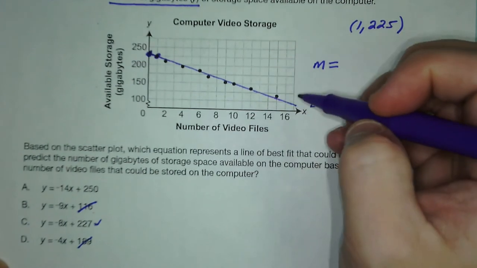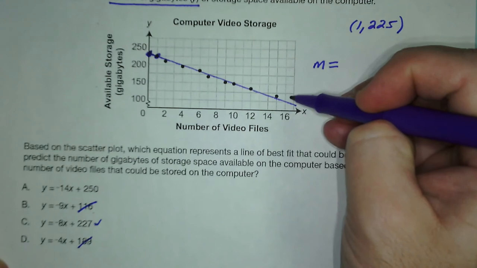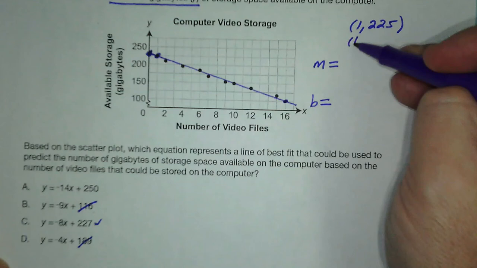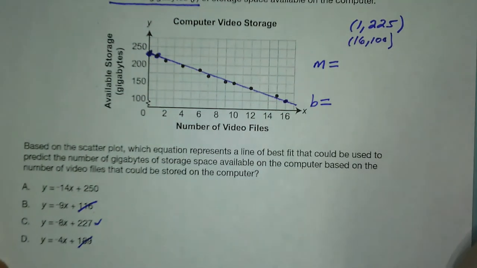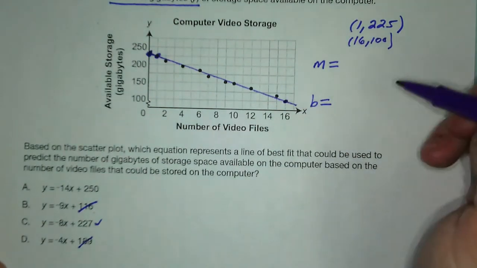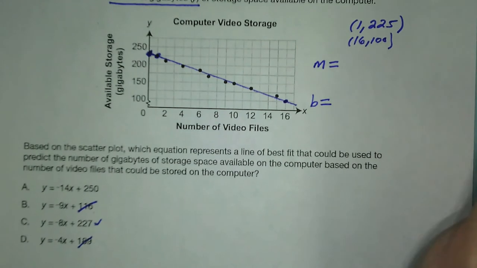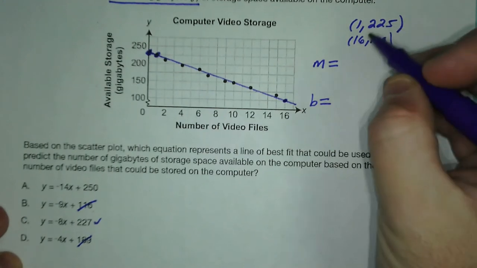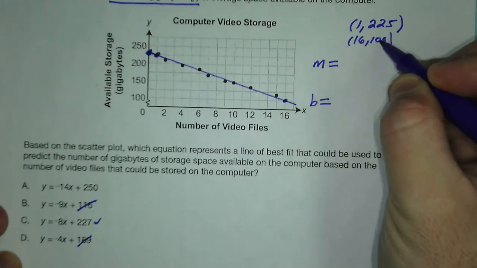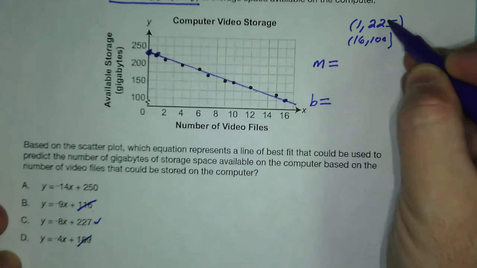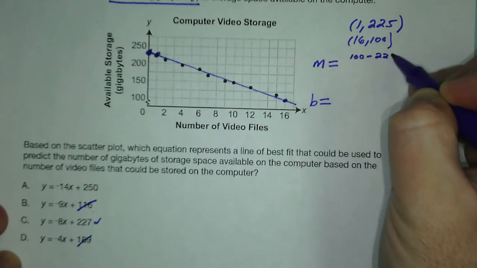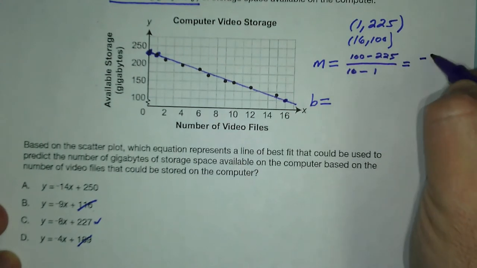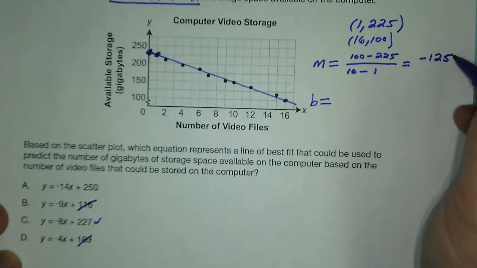Again, remember, the farther apart, the better. I guess I'll go with 16 comma 100. You know what I'm saying? This is a non-exact type business we're in right now, but let's see what happens. So we have 100. Let's go the other way now. We'll go 100 minus 225, which means now we have to do 16 minus 1. So that's going to be negative 125, I believe.